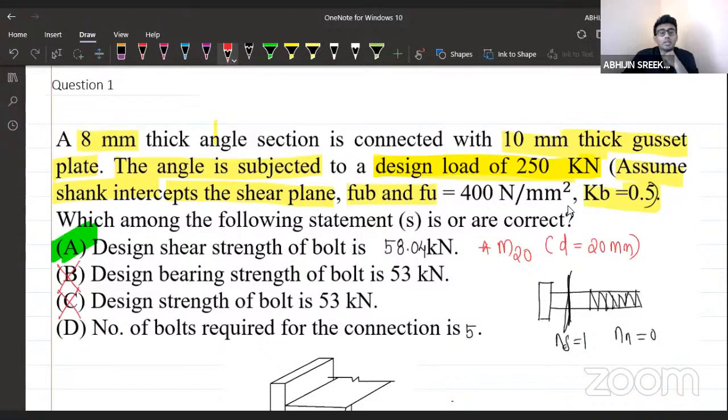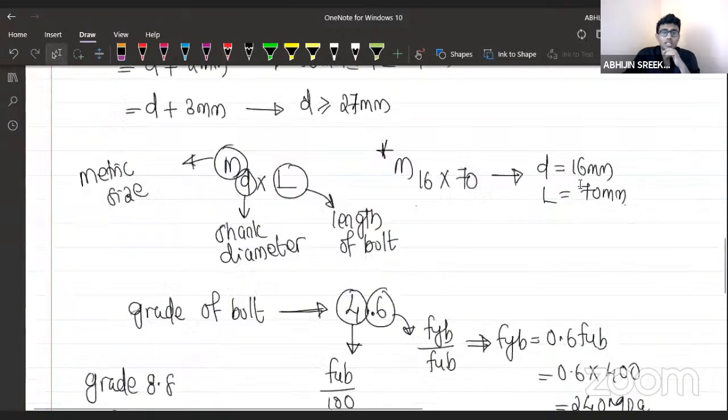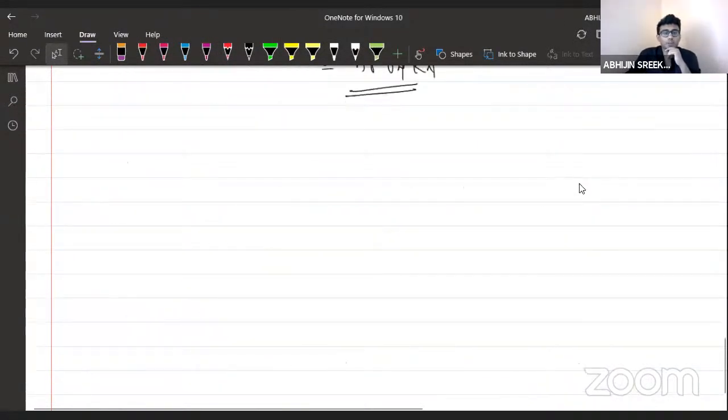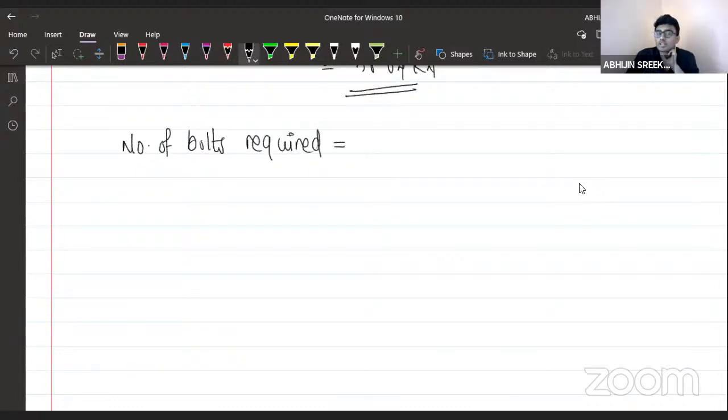Now it is asking us to calculate the number of bolts required for the connection. How to calculate the number of bolts required? Anyone? Yes, exactly. Design load divided by the design strength of one bolt, or let us say the bolt value, whatever it is. So, design strength of the bolt.